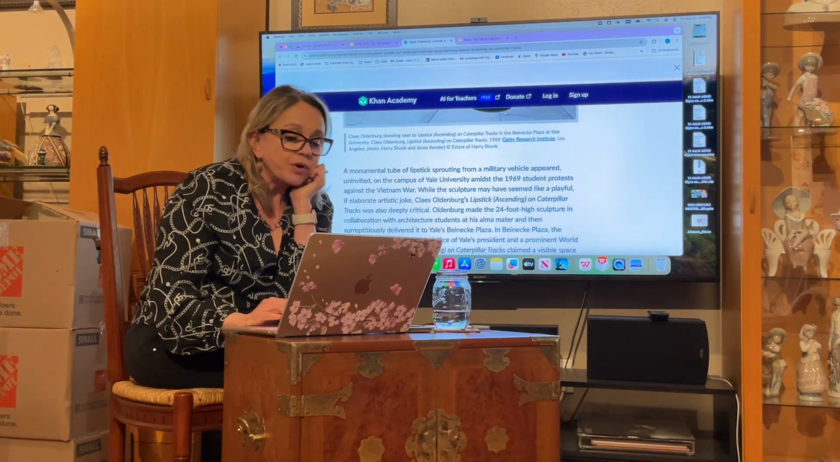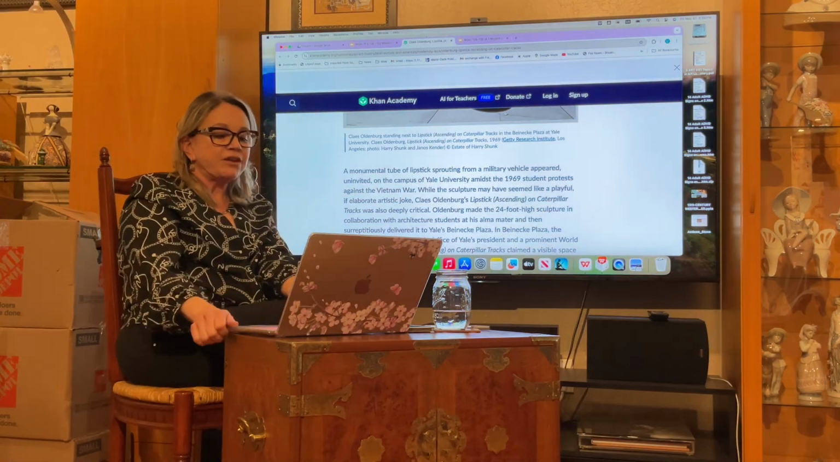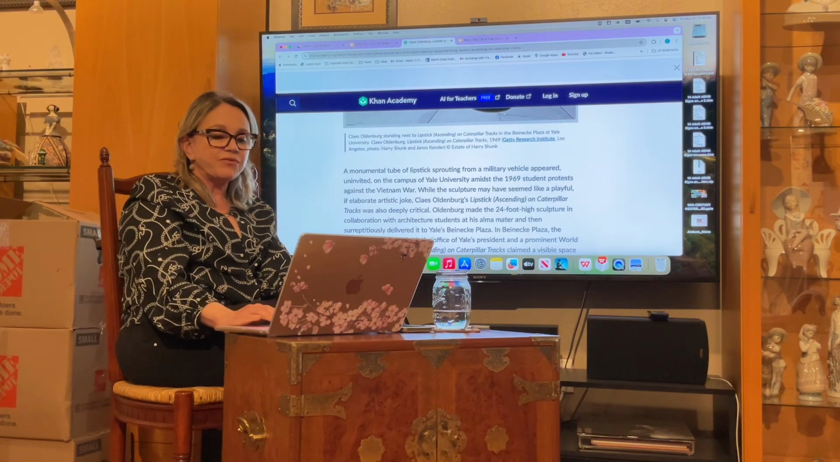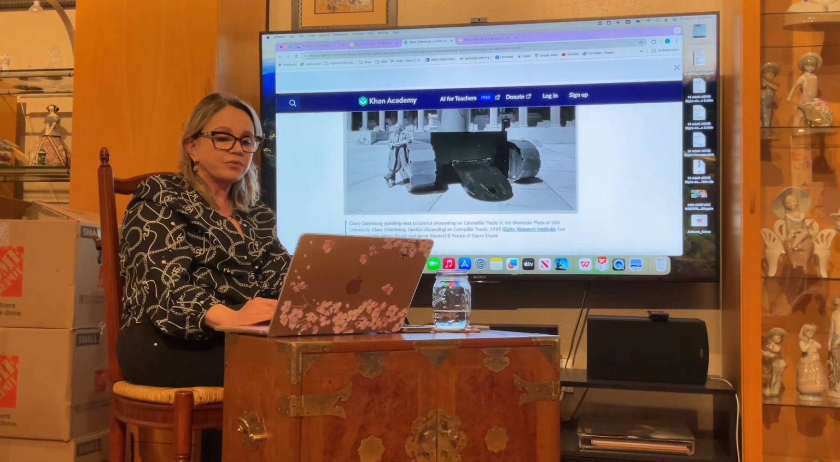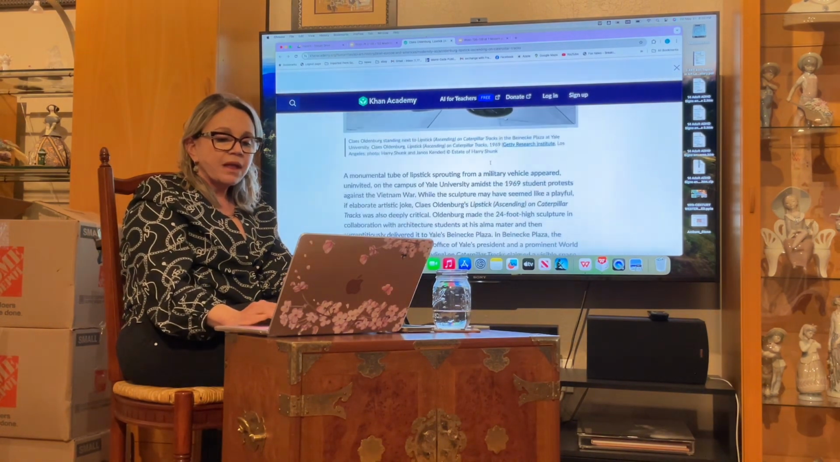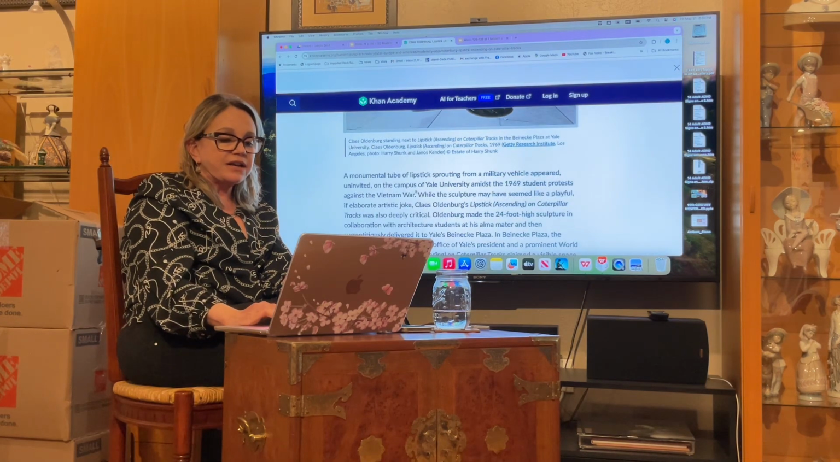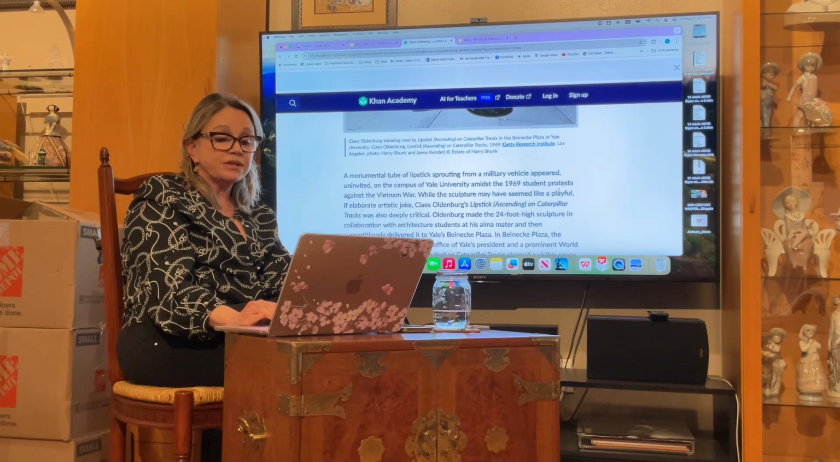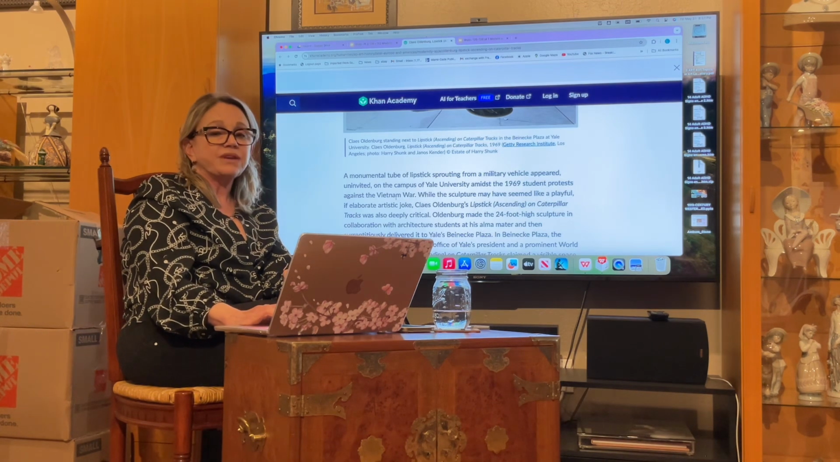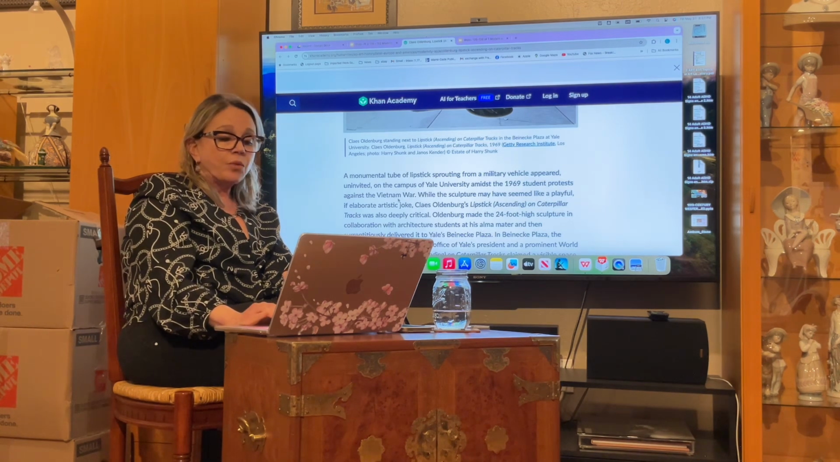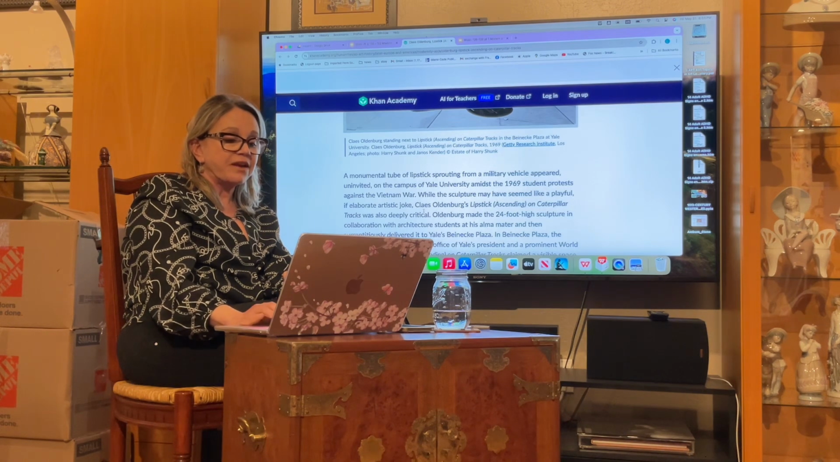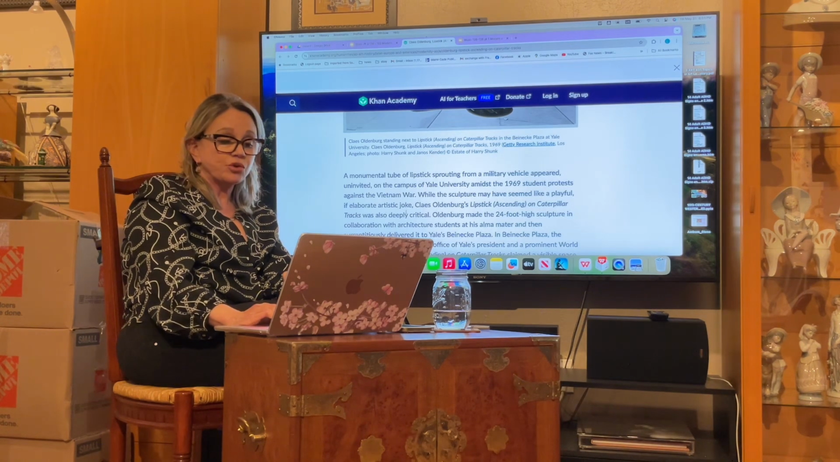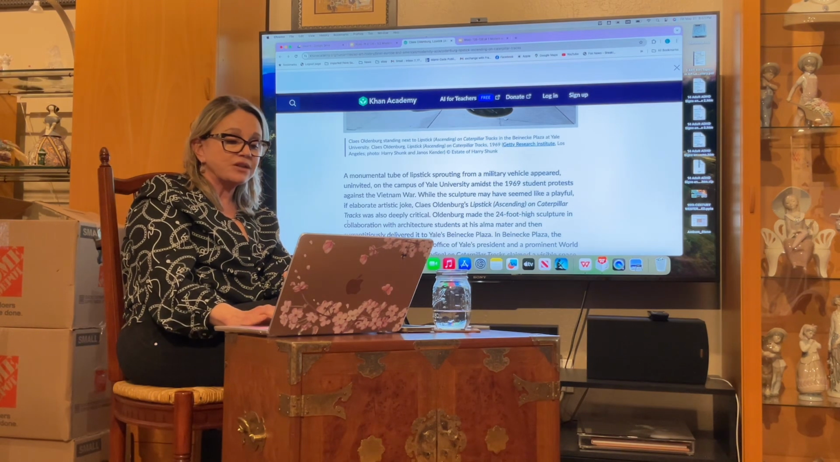Okay, so what are we seeing? A big tube of lipstick. It's sprouting from a military vehicle. We see that here, which appeared uninvited on the campus of Yale amidst the 1969 student protests against the Vietnam War. While the sculpture may have seemed like a playful, if elaborate, artistic joke, Claes Oldenburg's Lipstick Ascending on Caterpillar Tracks was also deeply critical.